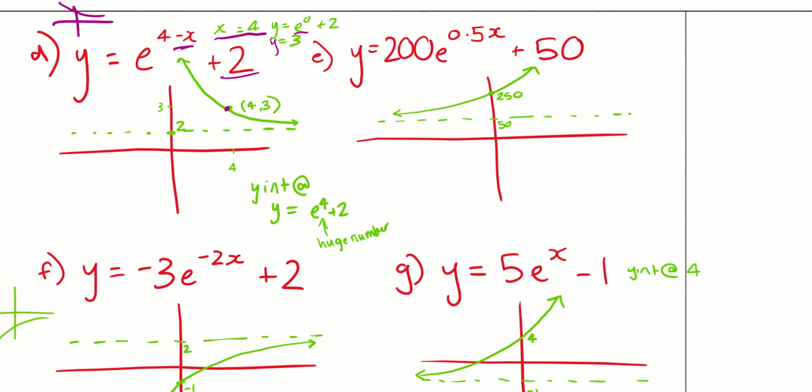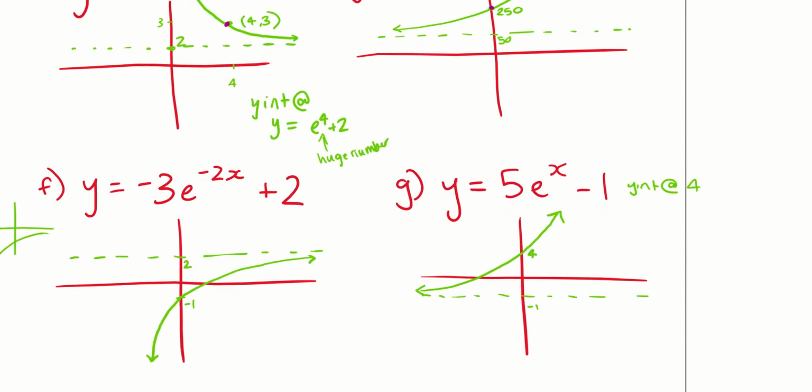All right, the next one. Okay, so it's got an asymptote at 50. It was going to pass through at 200, but then it gets shifted up 50, so then it's going to pass through 250. And the 0.5 is just quite shallow. Okay, so there's my asymptote, my y-intercept, and the overall nature.